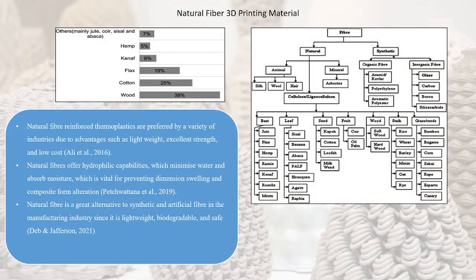The next one is the natural fiber used in 3D printing material. As you can see in the right figure, the product tree of the fiber that exists in our environment. Natural fiber is preferred by a variety of industries due to advantages such as lightweight, excellent strength, and low cost. This statement is referred by Ali 2016.